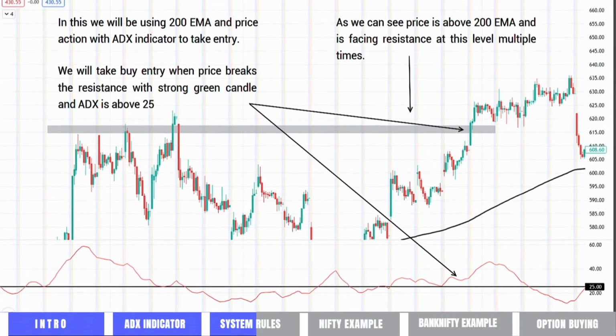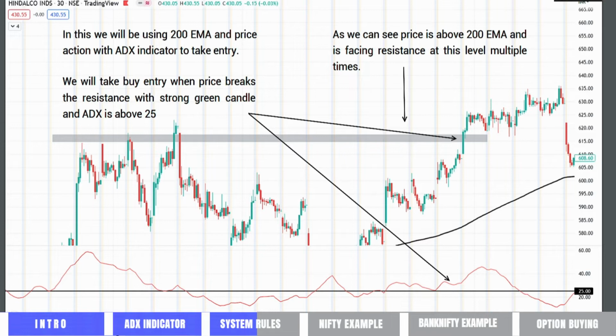This time I'm showing you Hindalco, and I'm showing you again on a 5-minute time frame. Again, the stock was getting resistance around this level, which is around 615 level. And finally, it was able to give a breakout here. Now, again, we have to check whether there was a push or whether there was a momentum also, which we can find using the ADX.